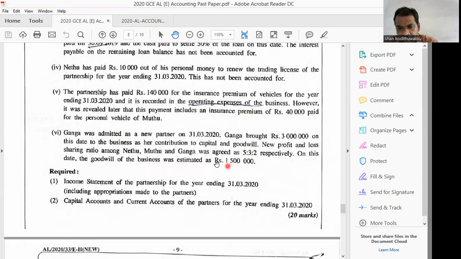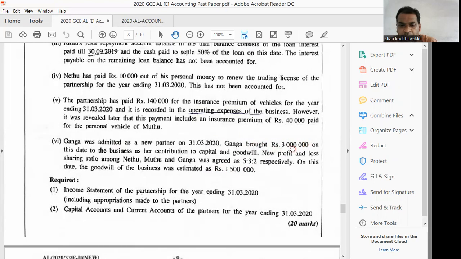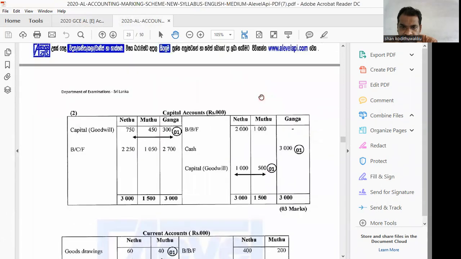Here, I can't see it properly because my screen has broken. But the original value should be 1,500. We have already recorded that. What Ganga brought to the business, 3,000, is included in both goodwill and capital. Therefore, this 3,000 should be credited to Ganga's capital account. Like this, say in cash, 3,000 in Ganga's capital column.